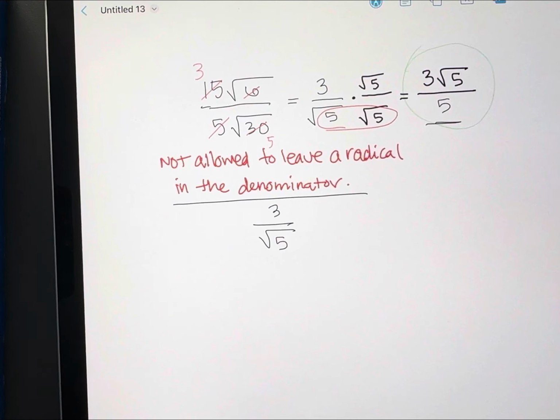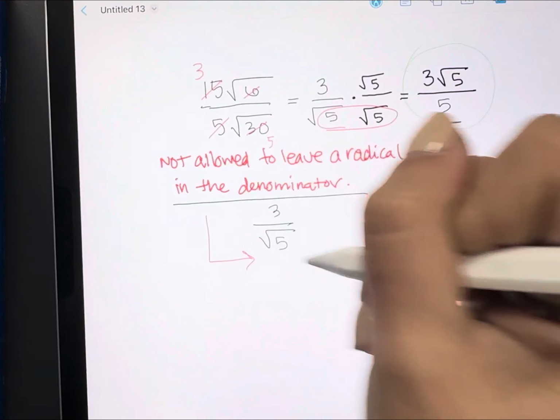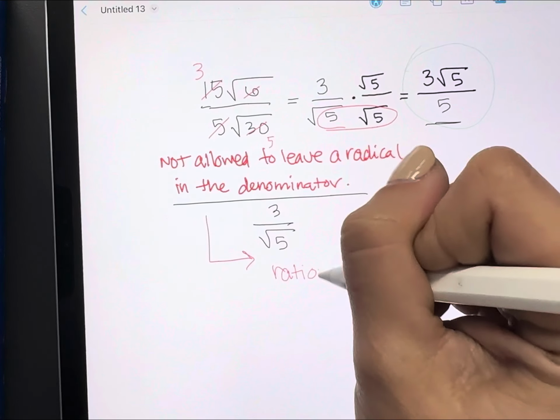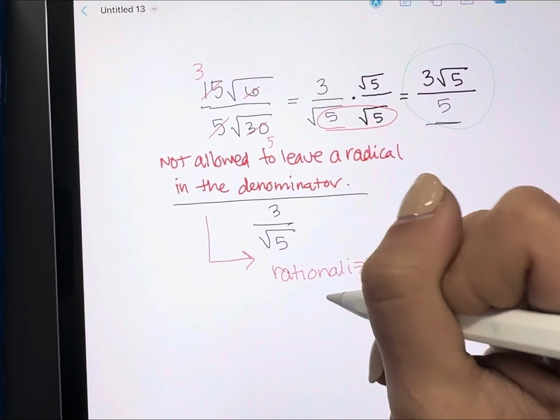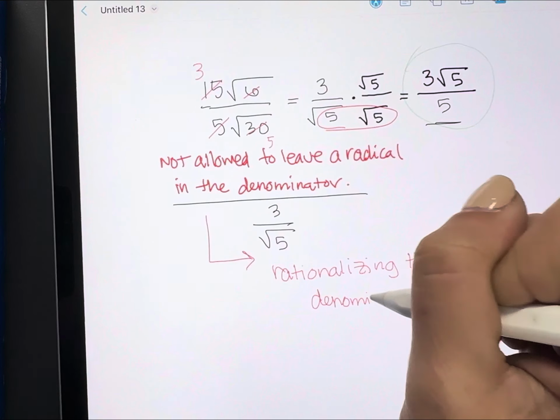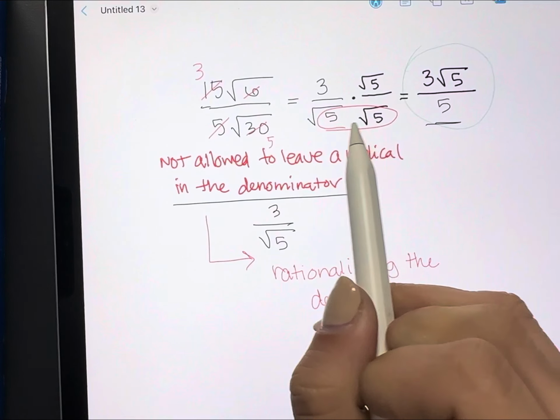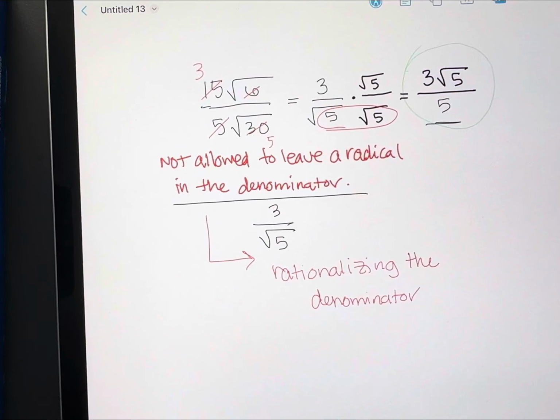By the way, you guys, that is called rationalizing the denominator. What we did here is rationalizing the denominator. All it means is getting the radical out of the denominator.